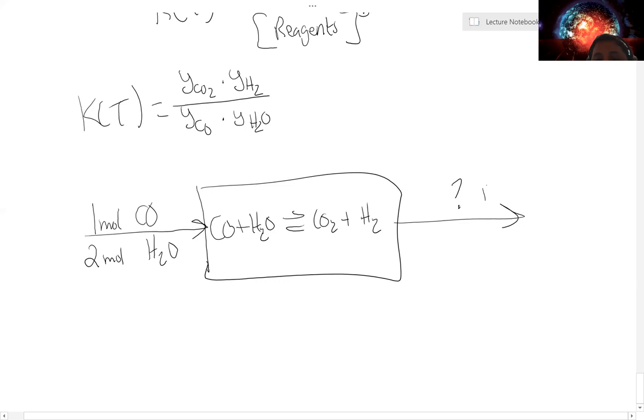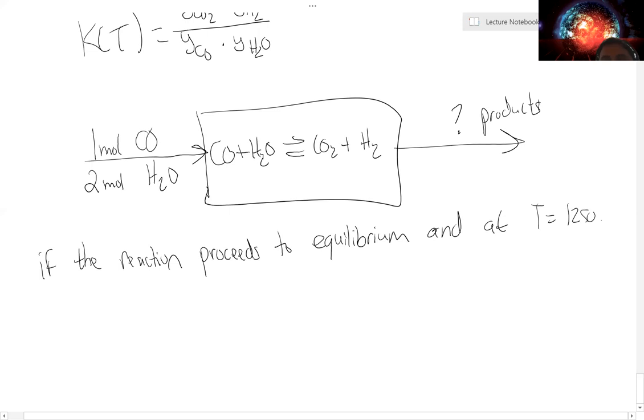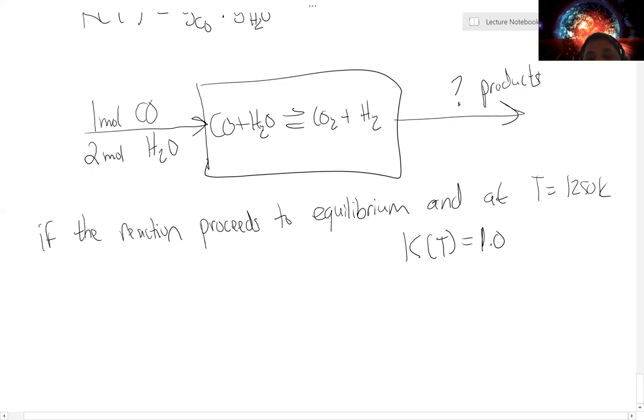But I can say if the reaction proceeds to equilibrium, and at, let's see, T equals 1250 K, K sub T, I'll be really simple and just say it's equal to 1. I can write an expression that describes the equilibrium as a function of the extent of reaction. So how would that look?